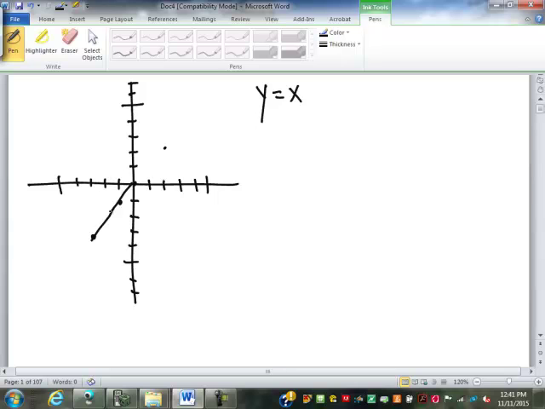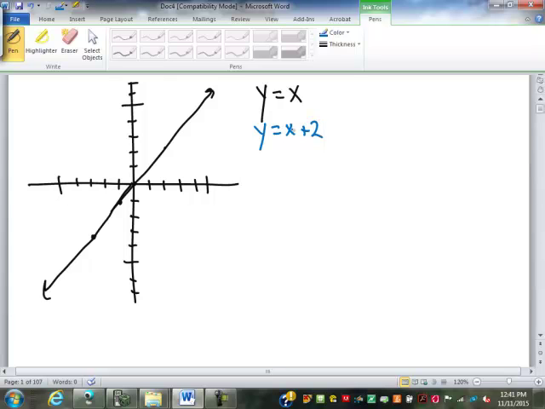So we get this line that goes through our origin, and it goes corner to corner at a 45-degree angle across our graph. Now that is the simplest, absolute simplest linear equation we could have, y equals x. What are some things we could do to it to make it more complex? How about this? Add to it. Y equals x plus 2.